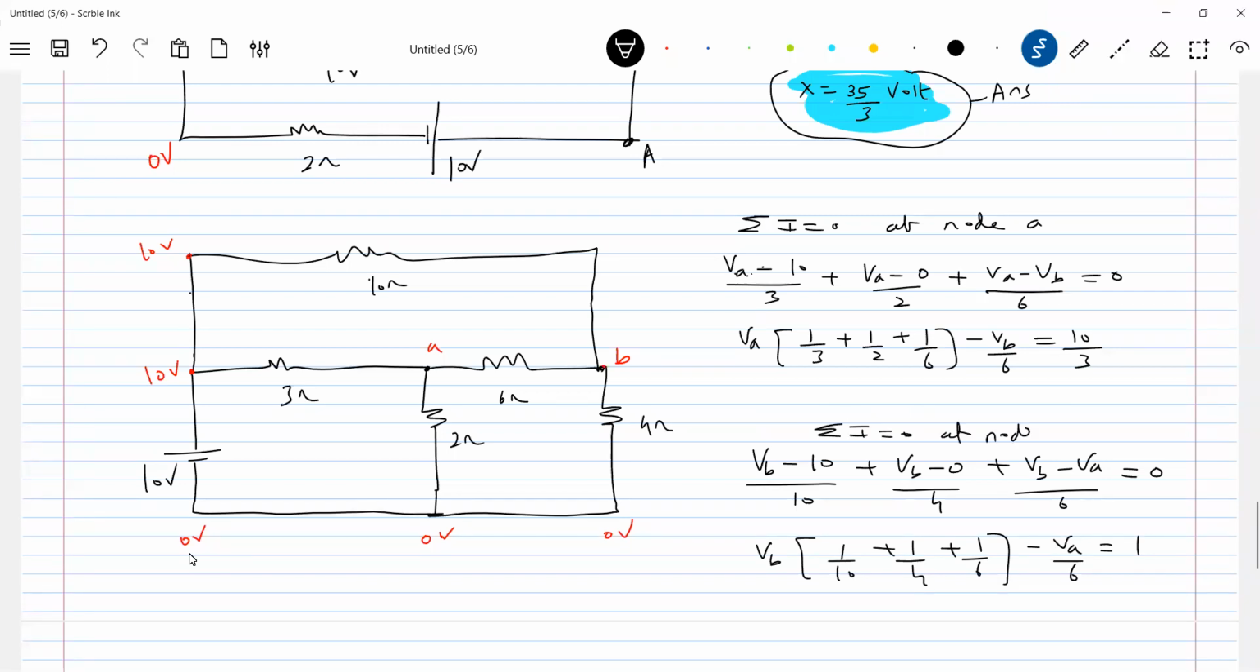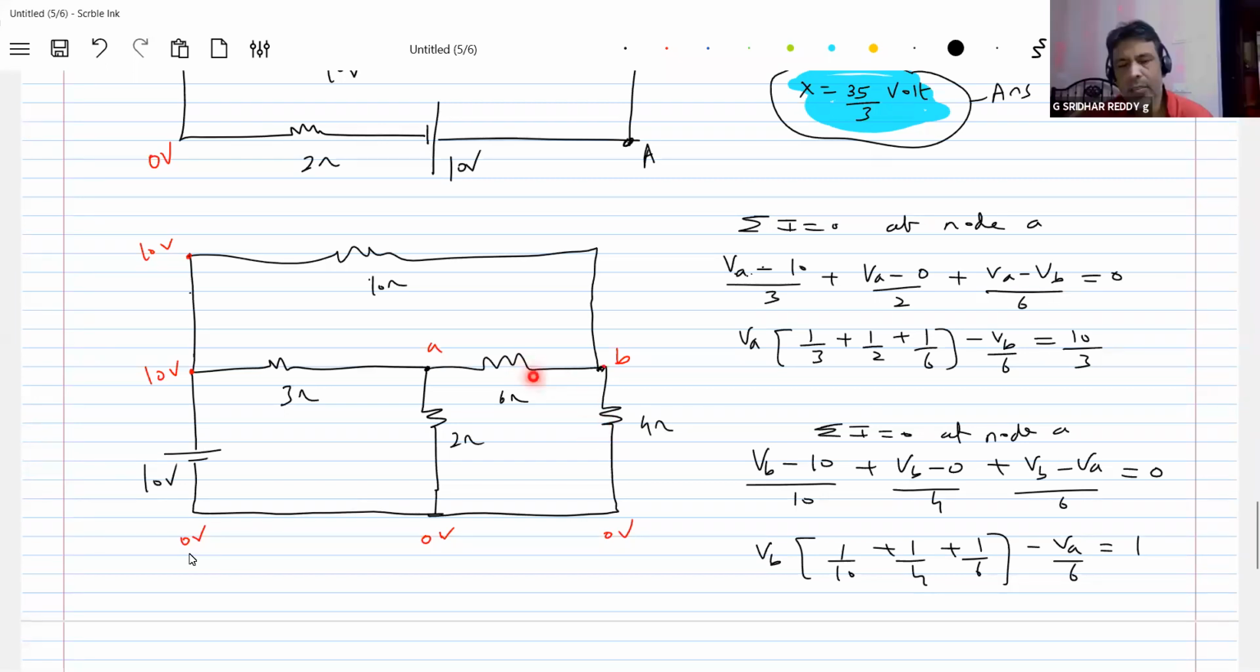So we can solve this with a single equation also. You can do it. So what do you mean, single equation? Because when we are writing for A, for the branch AB, we are stopping at B. Instead of that, if we go to 0 volts, then the current in these two branches will be different. The current in these two branches are different. Are you getting now? That's why I just picked up this problem.